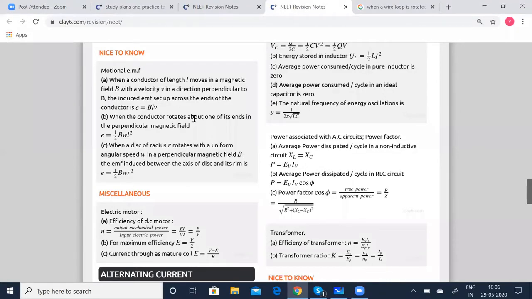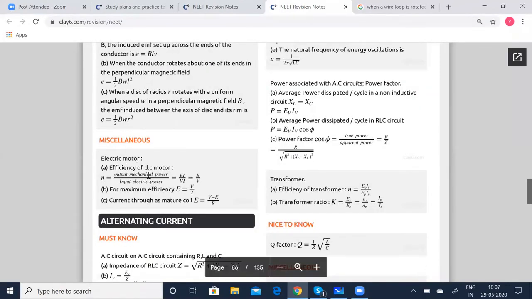When the conductor rotates about one of its ends in the perpendicular magnetic field, then E is equal to half B omega l squared, where omega is the angular velocity. When a disk of radius r rotates with a uniform angular speed omega in a perpendicular magnetic field B, the EMF induced between the axis of the disk and its rim is E is equal to half B omega r squared, where r is the radius.